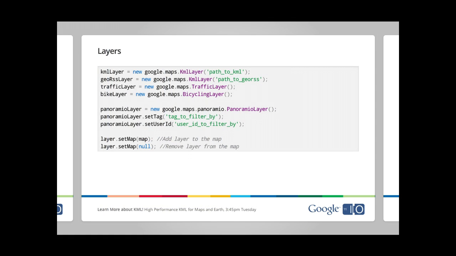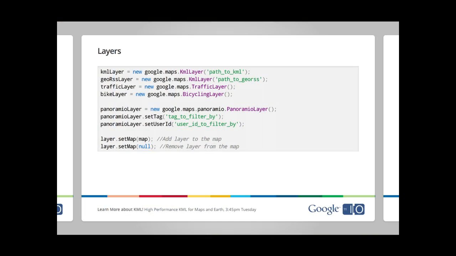And then in all cases, to add it to the map, I just call the setMap method of the layer, and I pass in the map that I want it to appear on. And if I want to remove it from the map, I just call setMap(null). I'll talk briefly about KML. If you want to learn how to create highly performant KML for both consumption in the Google Maps API and Google Earth, you should go to the session titled High Performance KML for Maps and Earth, which is this afternoon at 3:45.